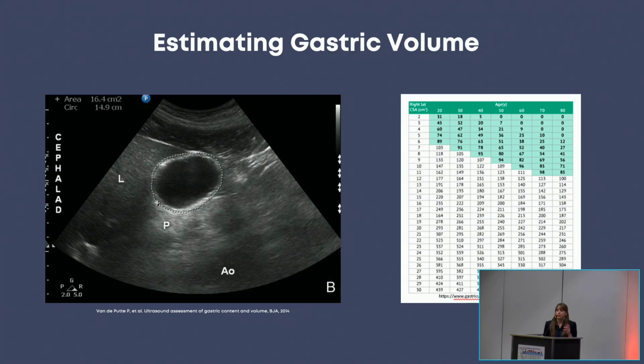And then your machine is really nice and it'll spit out the area for you, and then you can use this table. This table is accessible on gastricultrasound.org. You can just literally Google it and it will provide the age across the top, and then down the bottom you'll see the cross-sectional area, and all you have to do is drag over, and obviously green means go, and anything in the white, the patient may be at high risk for aspiration.